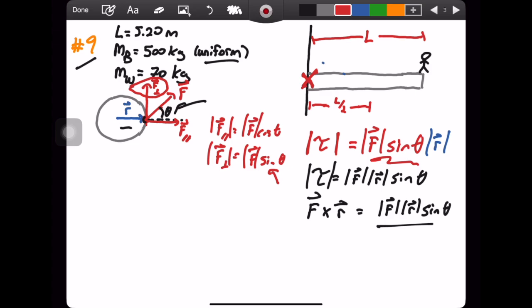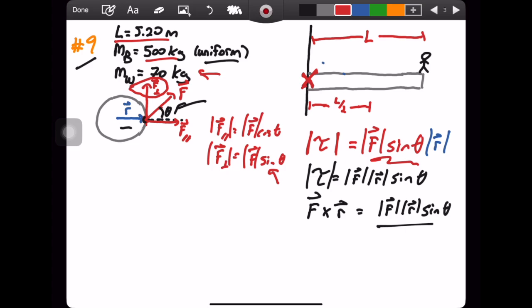We're going to have to take into account the mass of the beam itself, and we're also going to have to take into account the mass of the worker that's standing on the end of the beam. The beam has a length L, and we are told that that's 5.20 meters. That's this right here. And we're also told what the mass of the beam is. It's 500 kilograms, and again, it's uniformly distributed. And we also are told what the mass of the worker is.